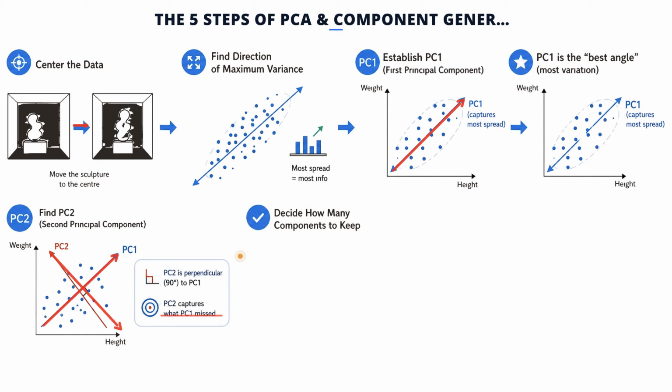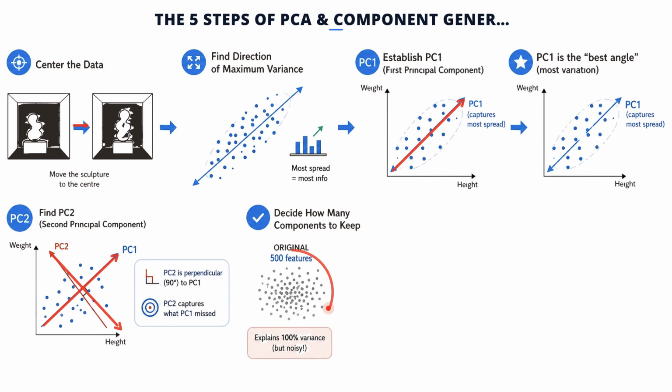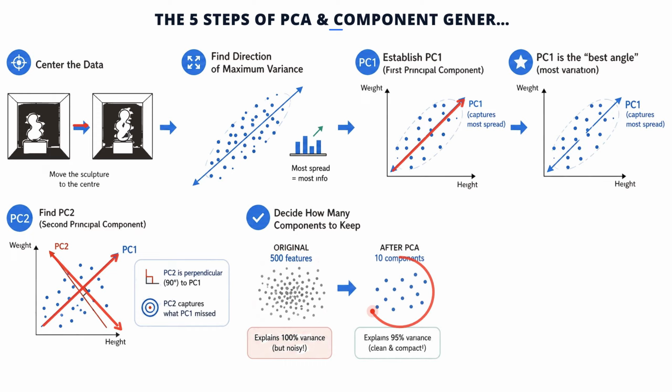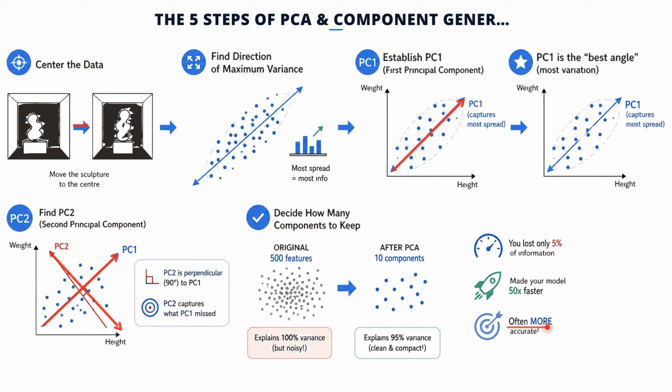Finally, in the fifth step, we decide how many of these components we actually want to keep. This is the incredible payoff of PCA. We can take an original data set of 500 incredibly noisy features and compress it down to just 10 clean, compact components. By doing this, yes, you might lose a tiny fraction, maybe 5% of the information, but the benefit is staggering. Your resulting model runs 50 times faster, and because you've successfully stripped away all that redundant background noise, the final system is often much more accurate.